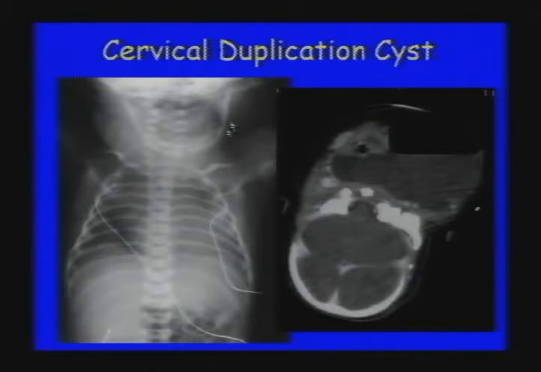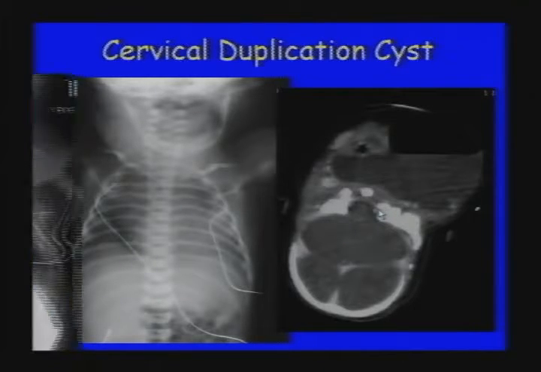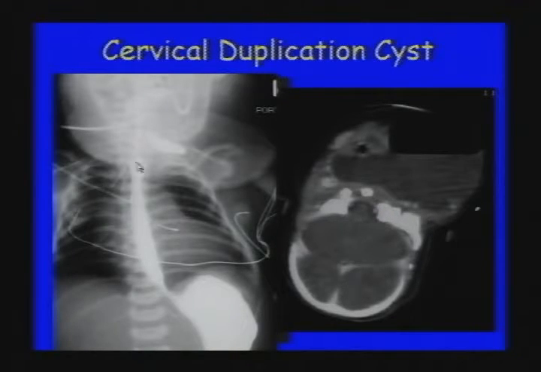Here's a case of a child that had a large left neck mass, and you can see it here with an air fluid level within it, and this turned out to be a cervical esophageal duplication cyst. Here you can see when the baby was given contrast by mouth that the cyst starts to fill. There was a proximal communication with the large cystic malformation.